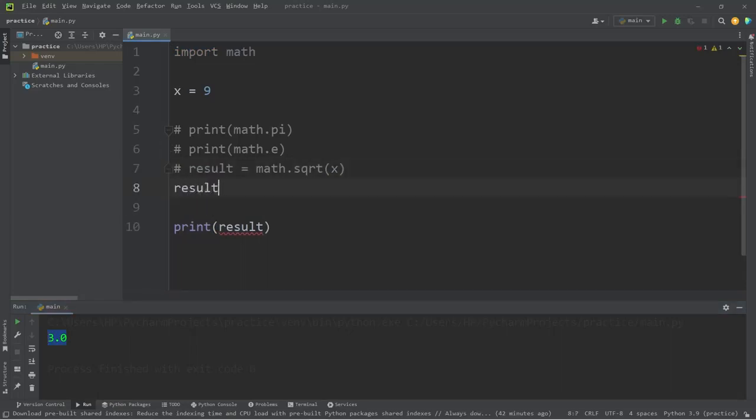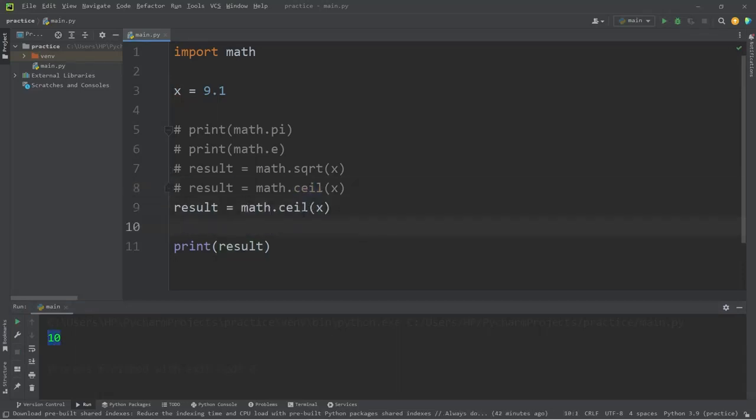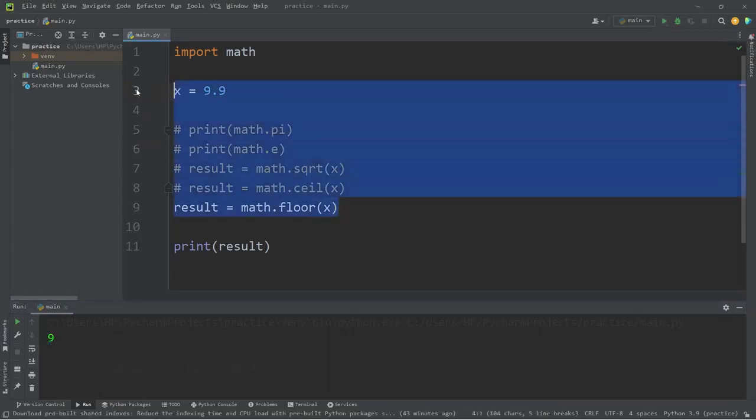There's a ceiling function. Result equals math.ceil. Ceil will always round a floating point number up. Suppose x is 9.1. So 9.1 rounded up is 10. Otherwise, there's floor, which will always round a number down. Result equals math.floor. Let's change x to 9.9. 9.9 rounded down is 9. Those are some useful math functions.